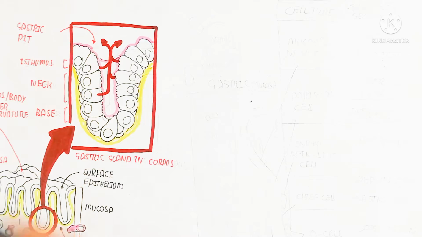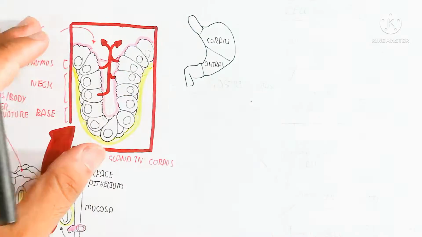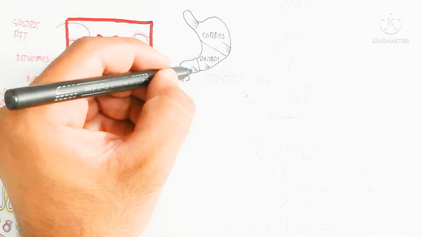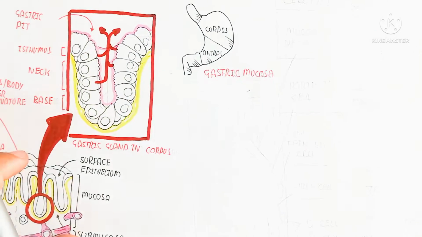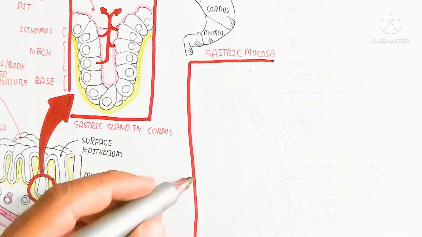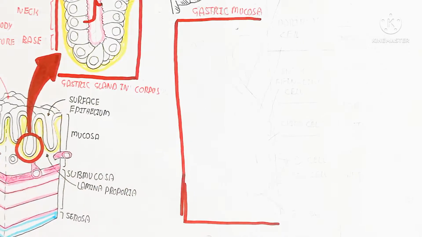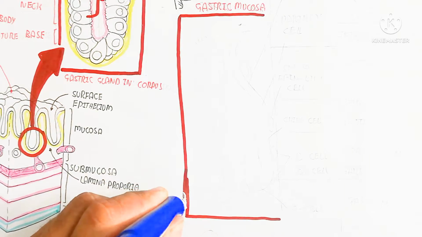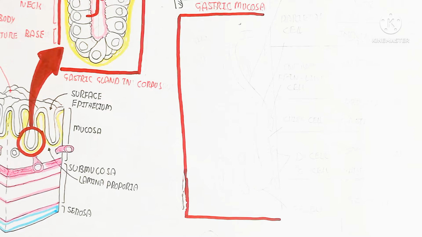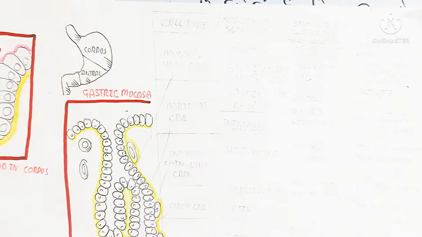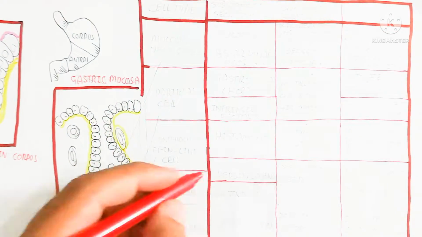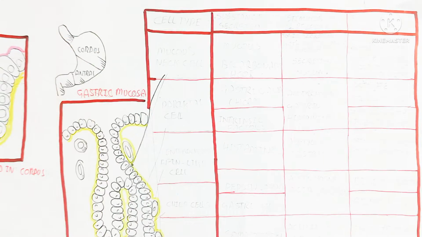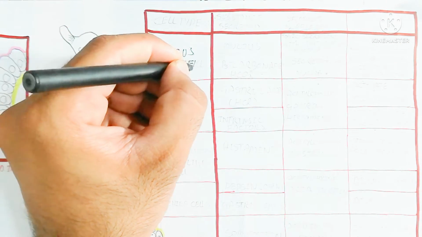Let's understand again the corpus and antrum. First of all, we should focus on the corpus region, and this contains a lot of cell types. Remember, the gastric mucosa contains these different types of cells, which fold to create the pit known as the gastric pit, and this is responsible for secretion for the digestion of food, for example fat and protein, as well as carbohydrate.